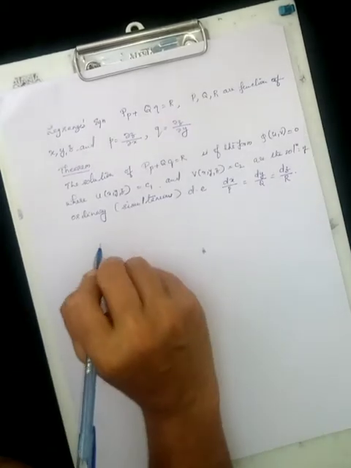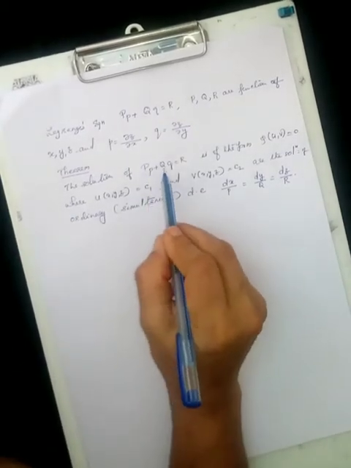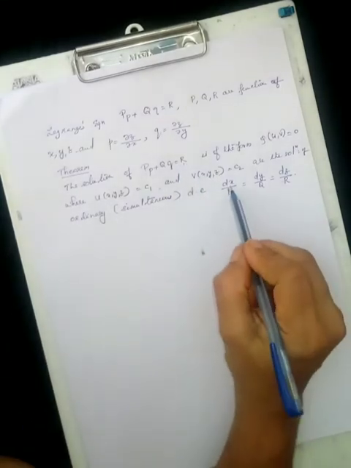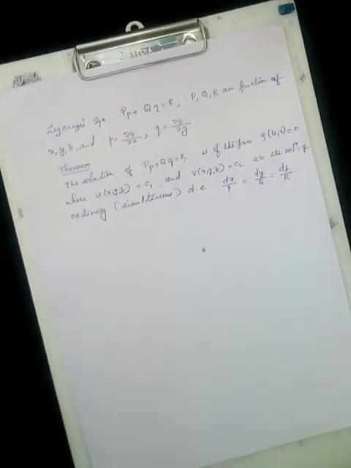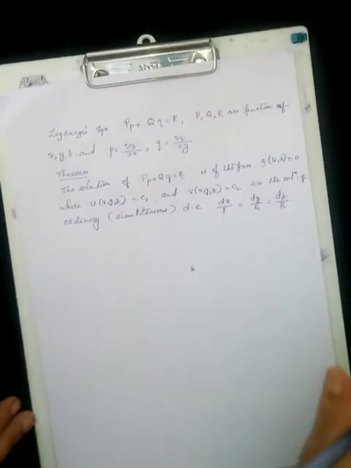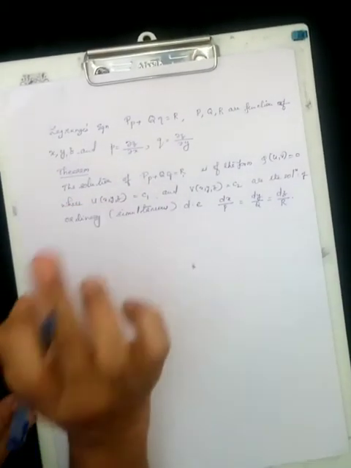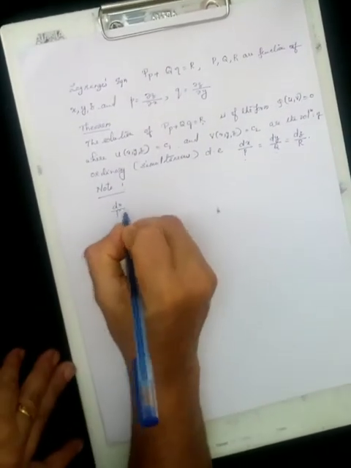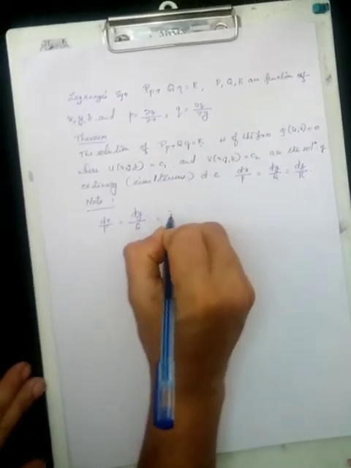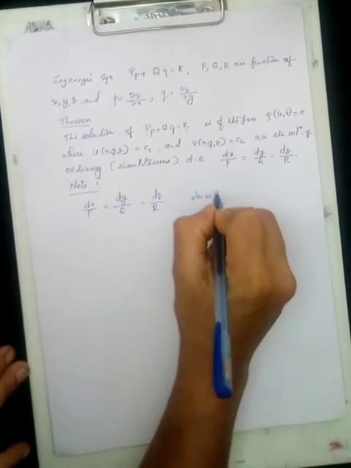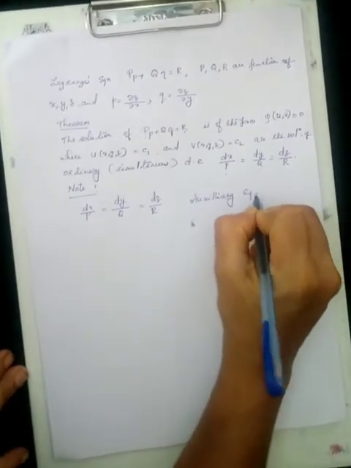So, in order to find the solution of Pp + Qq = R, it is sufficient to find the solution of the ordinary differential equation dx/P = dy/Q = dz/R. Now there are some notes based on this theorem. Note 1: the equations dx/P = dy/Q = dz/R are called auxiliary equations. The short form is AE.